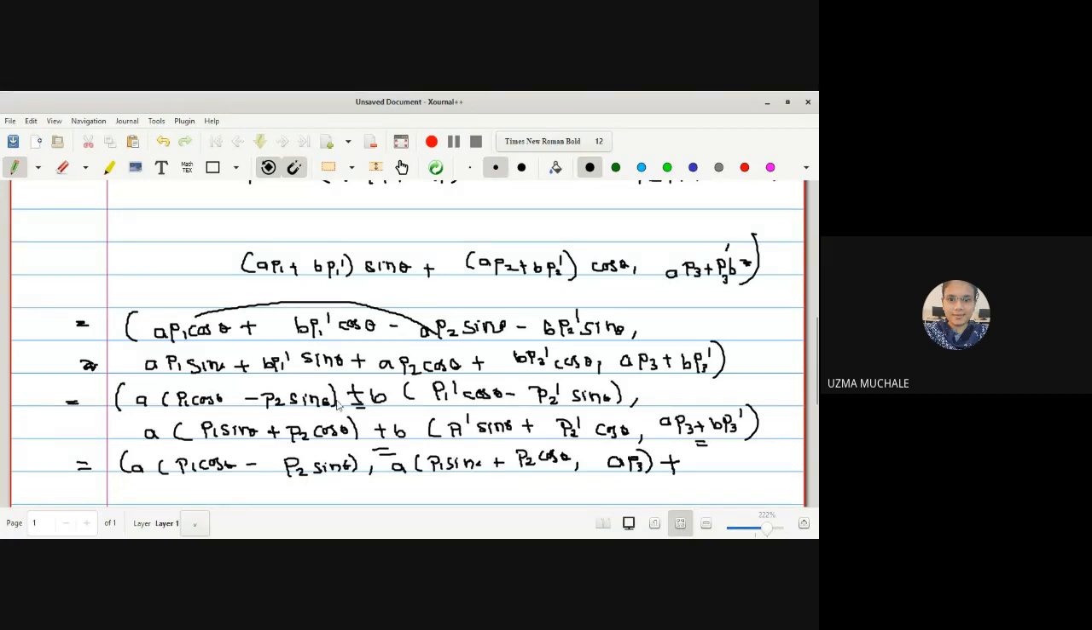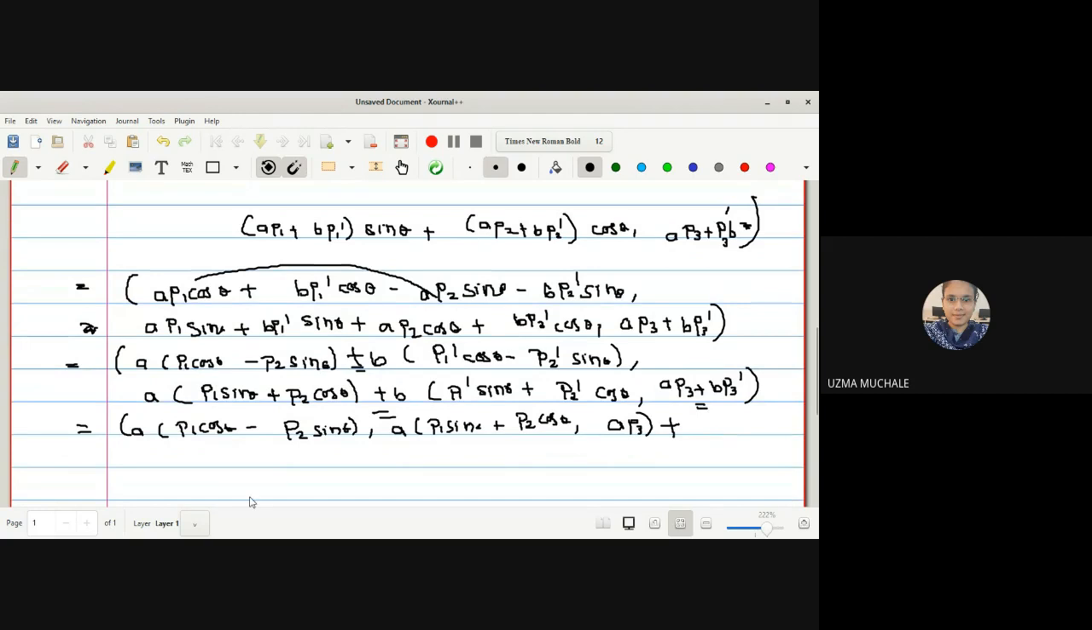Correct? Plus ये वाला जो plus है, plus plus and this plus. With the help of that I can write the second term as B outside, and we have P1 dash cos theta minus P2 dash sin theta.